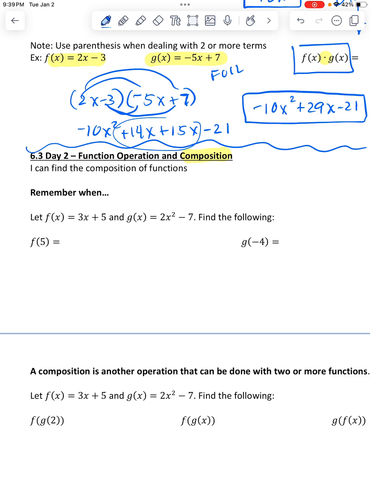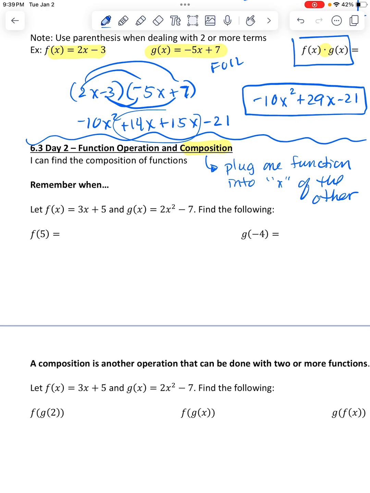Composition is basically going to be plugging one function into the other. So you're composing, like you're putting together, like with music. So we're going to plug one of the functions into anywhere you have an x of the other function. And we'll kind of ease into this.